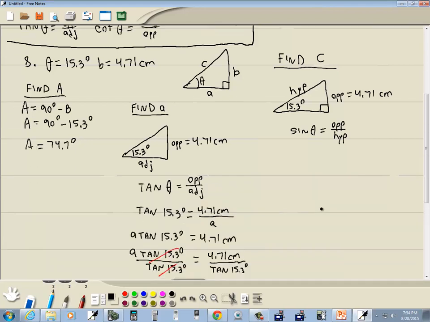So let's plug in what we're given. So we got sine of 15.3 degrees is equal to opposite, which is 4.71 centimeters, over hypotenuse, which we said was side C. Now we want to solve for C. So multiply both sides by C, and we get C sine 15.3 degrees is equal to 4.71 centimeters. And we're going to divide both sides by sine 15.3 degrees.